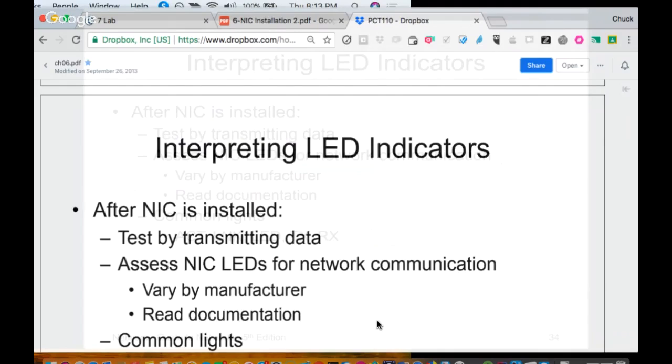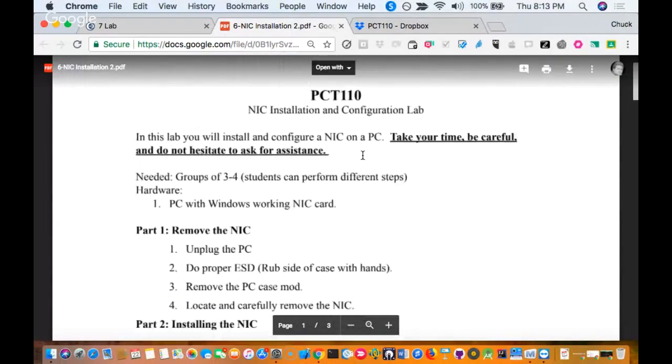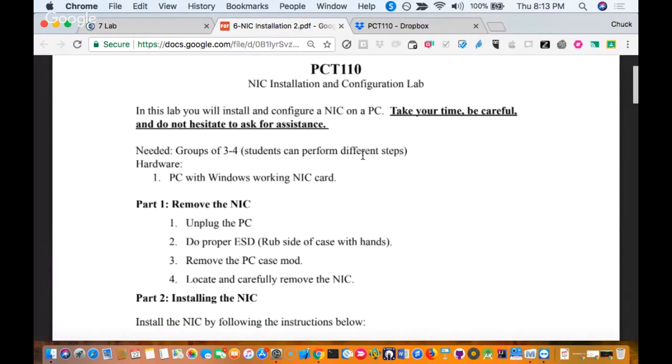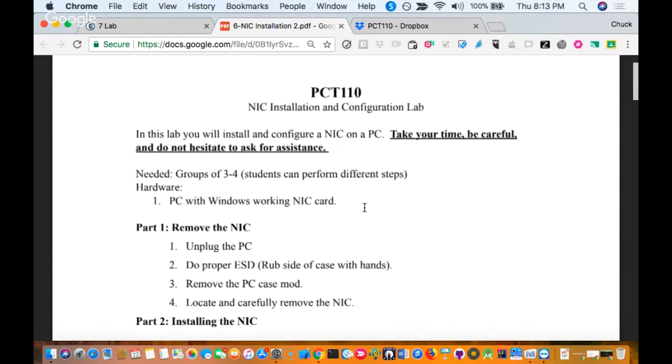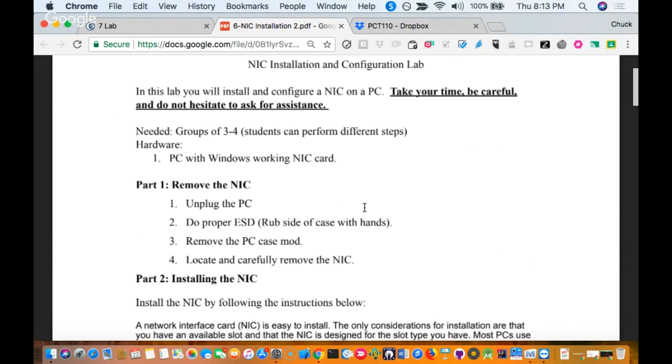I'm going to switch to the NIC installation. So instead of printing this out and wasting paper, here's what we're going to do. We're going to go over this NIC installation PDF that's inside of week 7. And I have it on the overhead. You don't have to bring yours up if you don't want, but if you want, you can. So in this lab, you're getting ready to configure a NIC with a PC. Take your time, be careful, don't hesitate to ask for assistance. We'll work in groups of 2 or 3 or 4.